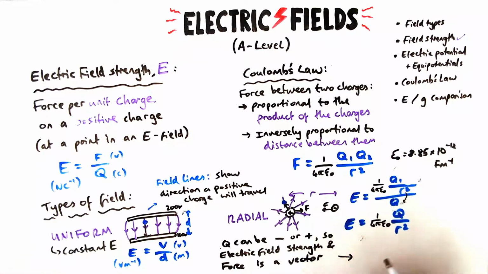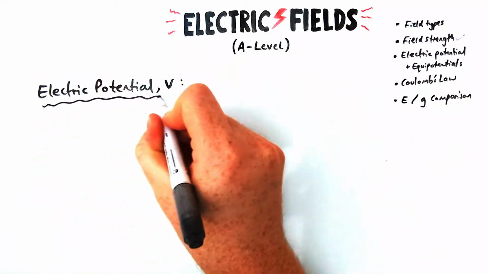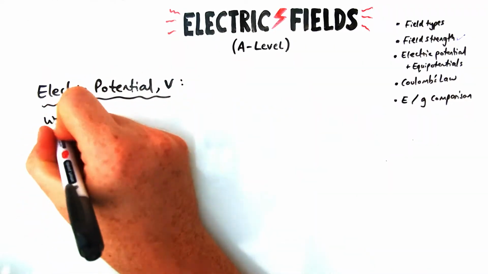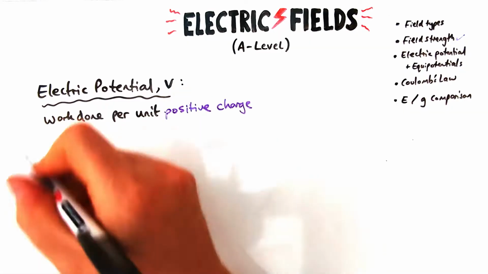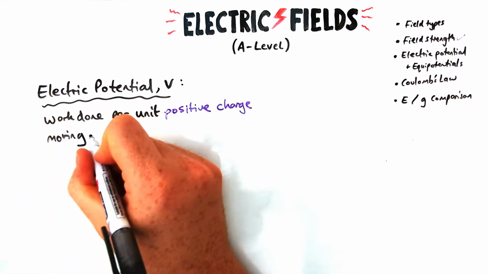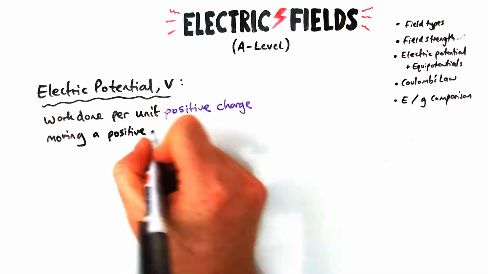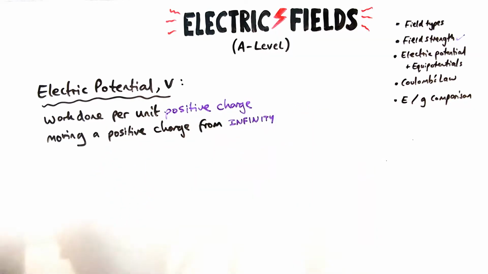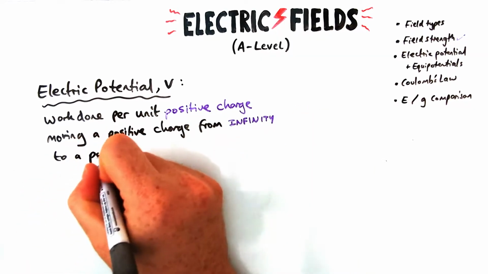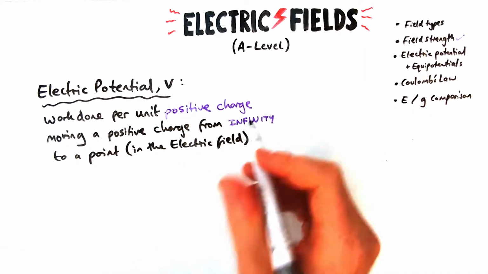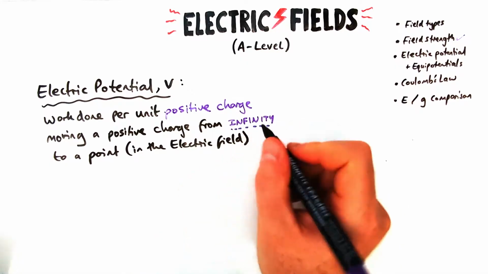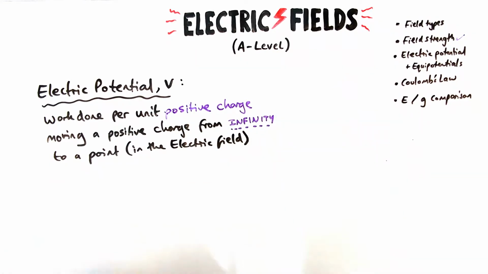Okay, let's define electric potential then. So electric potential, similar definition to gravitational potential. It's defined as the work done per unit positive charge, i.e. 1 coulomb, moving a positive charge from infinity to a point. So the idea is, same as for gravitational fields, it's 0 at infinity, and moving it into a point is going to be how we define electric potential.